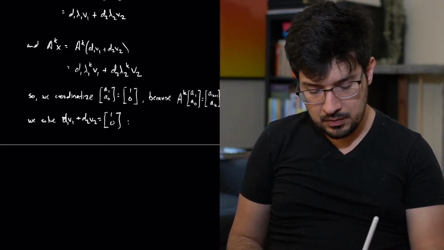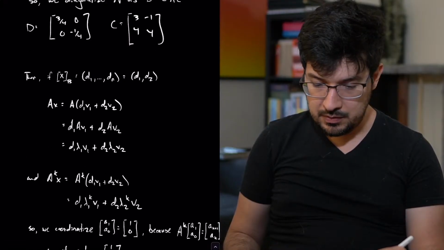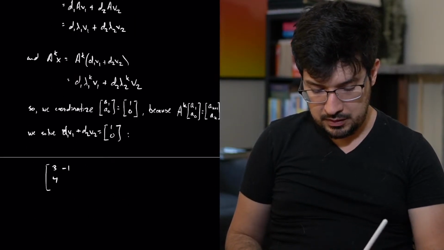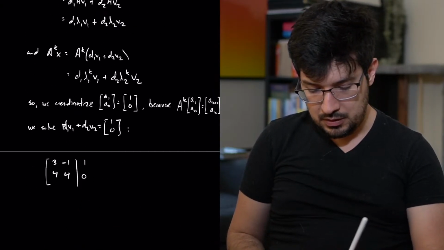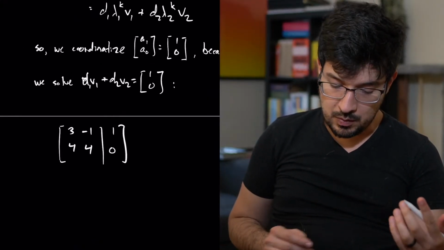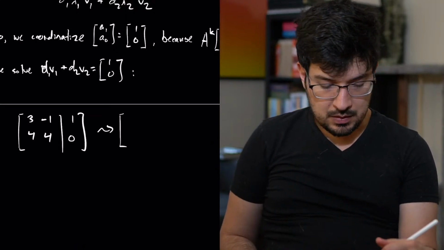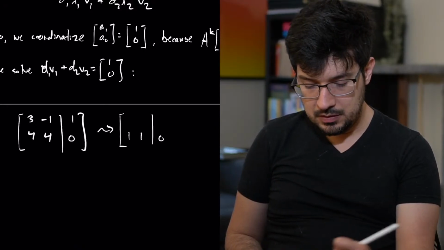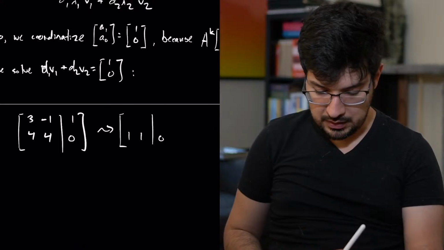As the D1, V1. So 3, 4, negative 1, 4, solving with the solution 1, 0. Well, the second line simplifies, and like that.